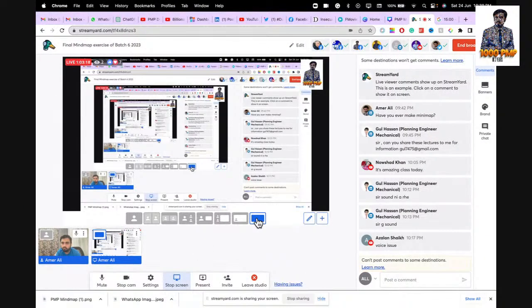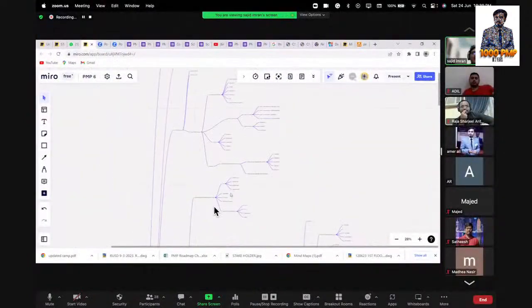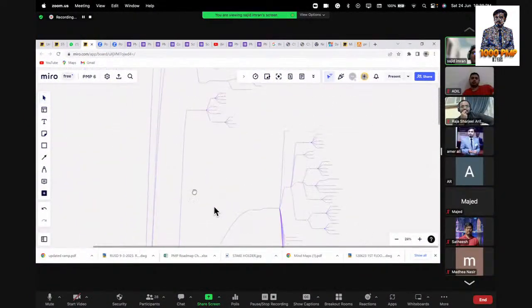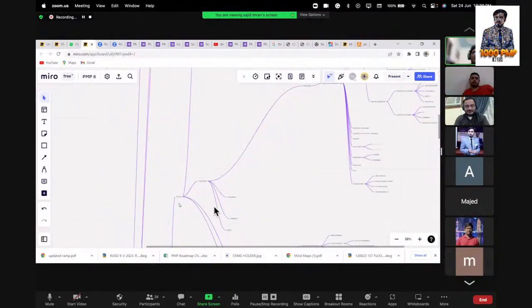Stakeholder engagement matrix is there: unaware, resistant, neutral, supportive, leading. We see what type of stakeholders we have over there. Then we make stakeholder engagement strategies also. This is a part of the stakeholder engagement plan. That's it in initiation. Then we go to the planning.